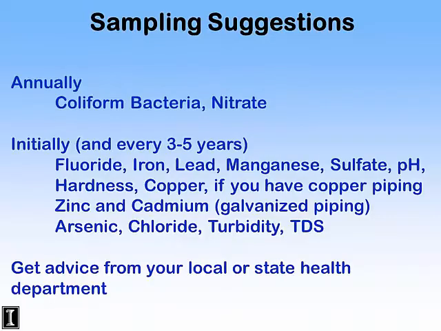What we suggest, and this is based on looking at a number of different state health departments' websites and their information available, these are the constituents we recommend you sample for. If you've never sampled your well, you should do the second set initially to get an idea. If you have, you should sample for copper if you have copper piping. If you have galvanized piping, you should also look for zinc and cadmium. But this gives a health professional and a water quality specialist the information they need to take a look at your water and tell you some of the things you'd want to know, whether your water's hard and what you might be concerned about. And always get advice again from your local or state health department.